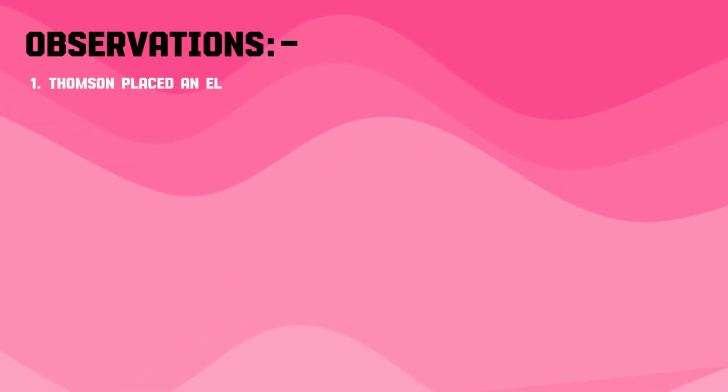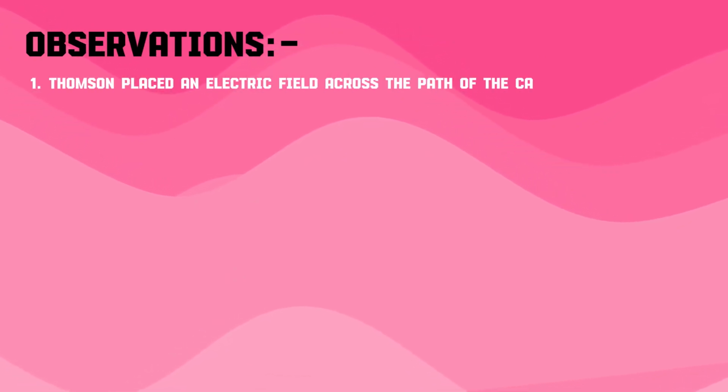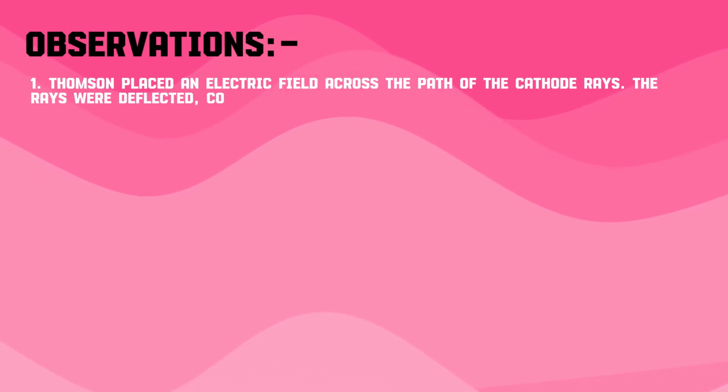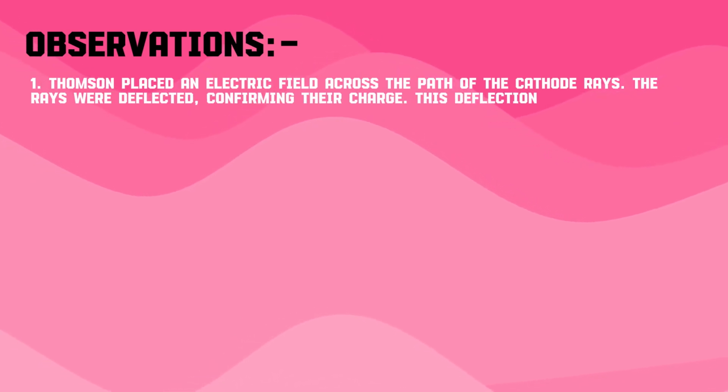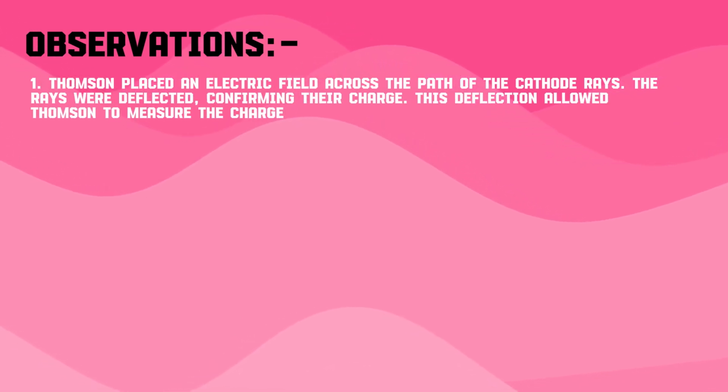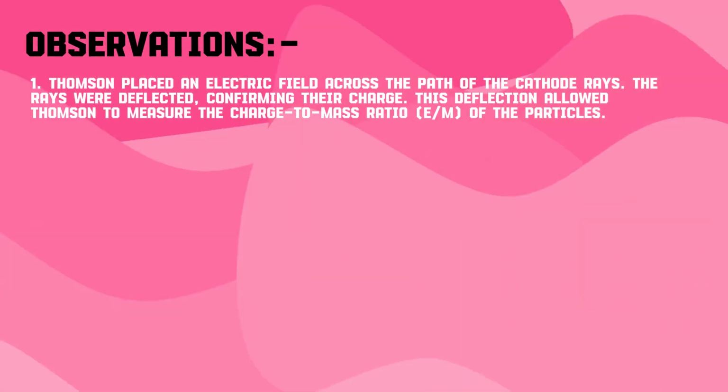Thomson placed an electric field across the path of the cathode rays. The rays were deflected, confirming their charge. This deflection allowed Thomson to measure the charge to mass ratio, e/m, of the particles.